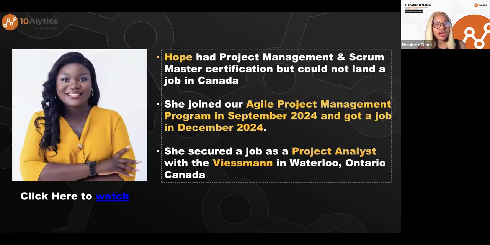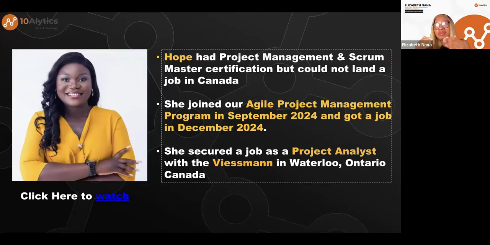Now she joined our program in September. Now this happened actually in 2024, but she joined our program in September of 2024 and she got a job in December of 2024. Let's do the math. September is the 9th month of the year. December is the 12th month of the year. She got a job within 3 months, right? And she secured a job in Canada.